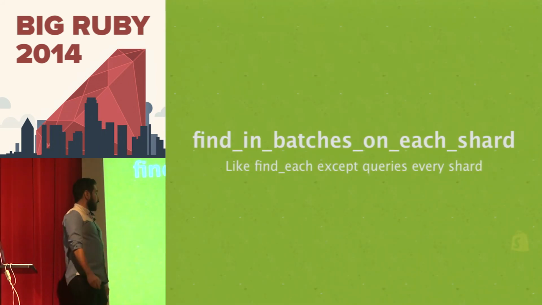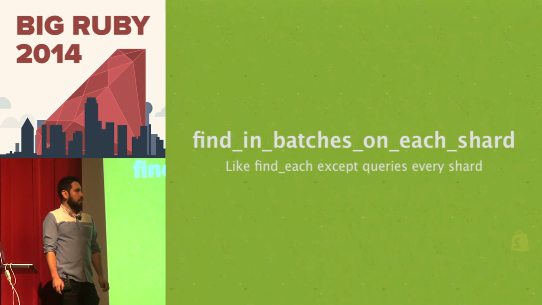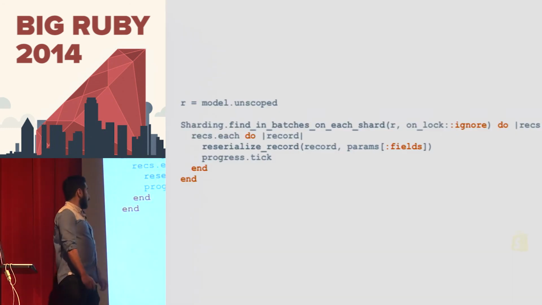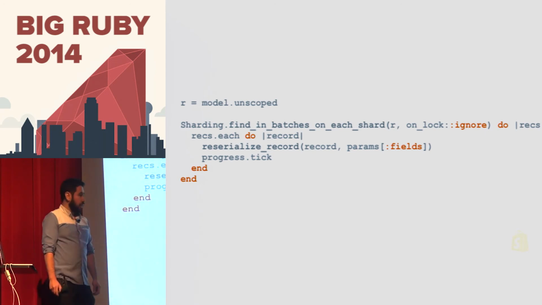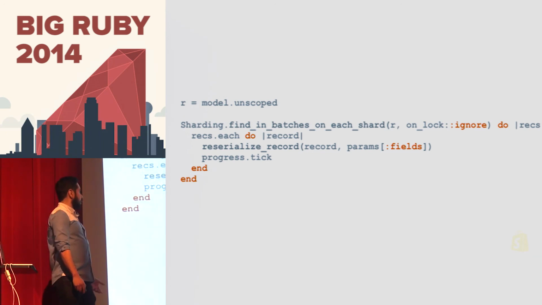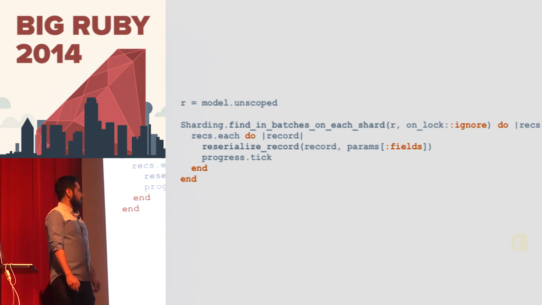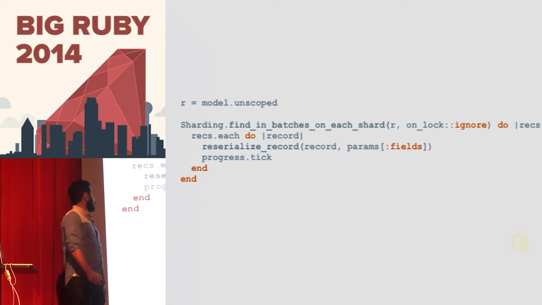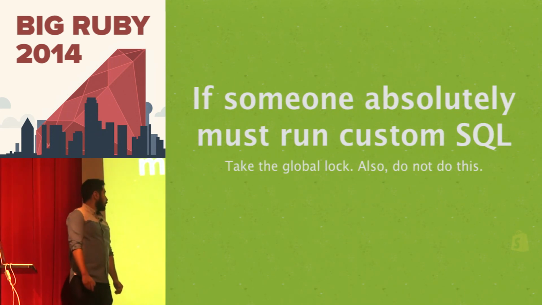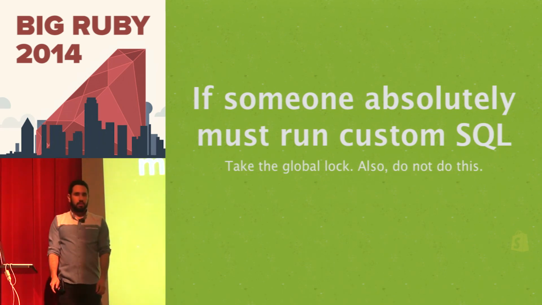This one is analogous to find each. It will run things that are too big for a regular relation. So, for instance, if someone needs to look at a full model on every shard, they're going to do that. It looks pretty much the same. You just pass a relation, but instead of loading it into memory, it's going to batch it in small pieces and send it back to you. If someone absolutely needs to run custom SQL, what do we do? Well, then they have to take the global lock, but I'd rather they don't do it.